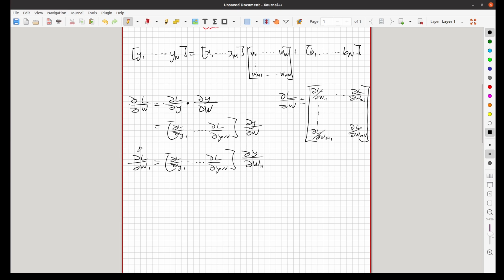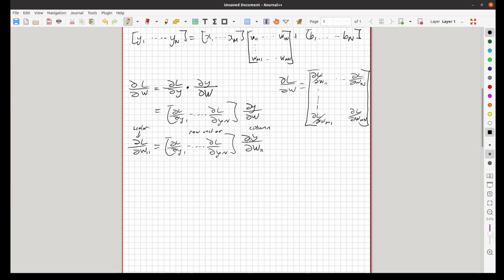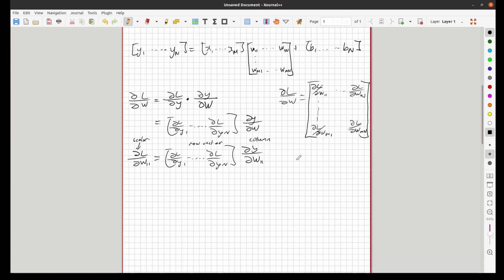Because what do we expect here? This is going to be a scalar. This is a row vector. And the only way to get a scalar now is to have this as a column vector. We're also following the convention that if the vector is in the numerator, we end up getting a column vector when we do this partial derivative. So what does that look like?